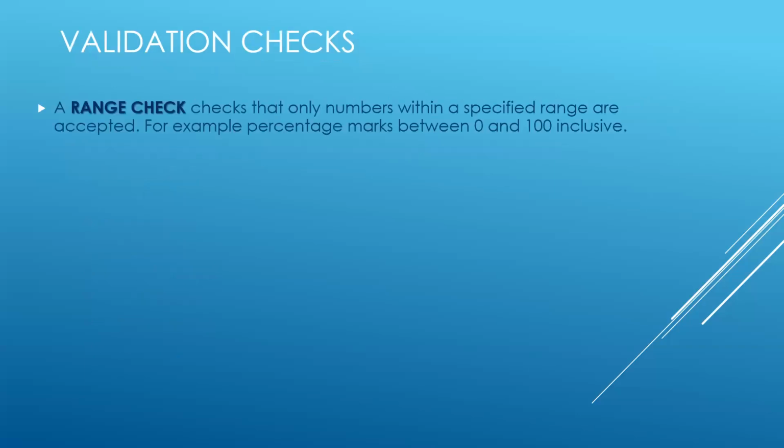Okay. The very first validation check is range. A range check checks that only numbers within a specified range are accepted. For example, percentage marks are going to be between 0 and 100 inclusive. One thing that you need to know is that range check is firstly applied on numbers. By the way, I hope that we remember the data type for numbers is either integer or real. It is applied only on numbers, and it deals with two values, the minimum and the maximum. I hope that we are clear.